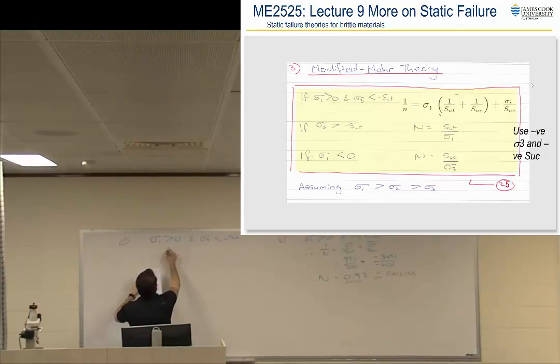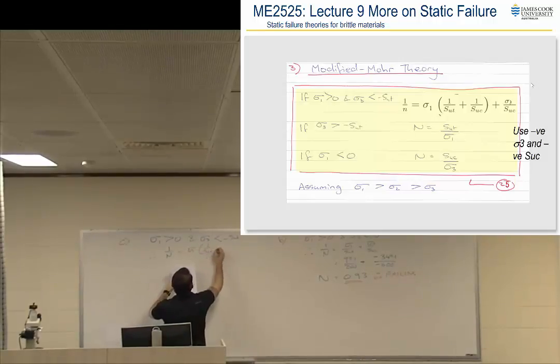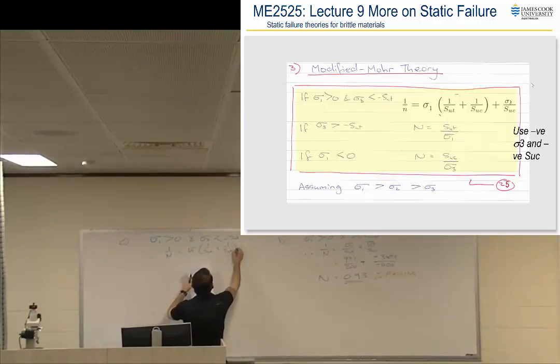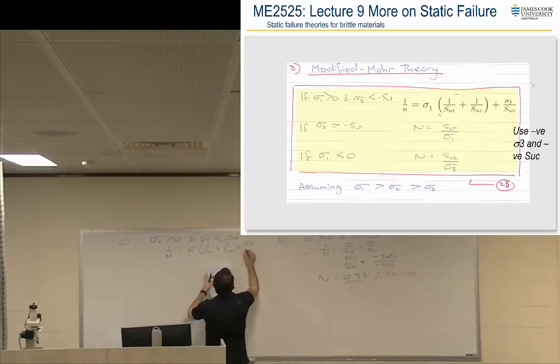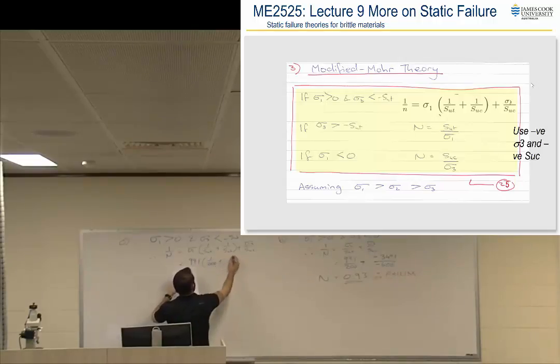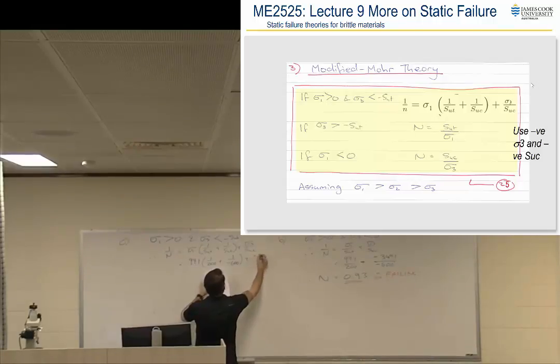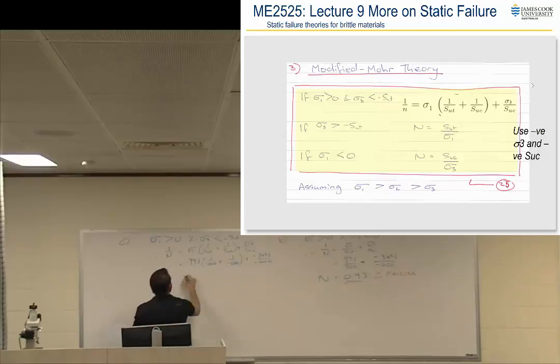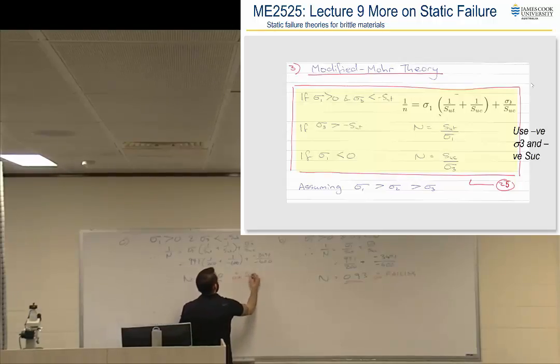So therefore we use that equation: 1 on N equals sigma 1 on SUT plus 1 on SUC plus sigma 3 on SUC. Sub some values into that: 99.1 on 200 plus 1 on minus 600, which is sigma minus, plus minus 349.1 on minus 600. And what we get is 1.14, so N equals 1.10, therefore safe-ish.